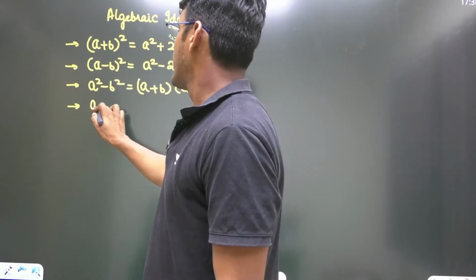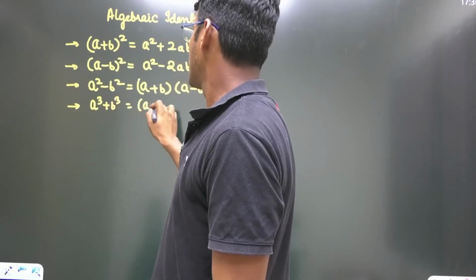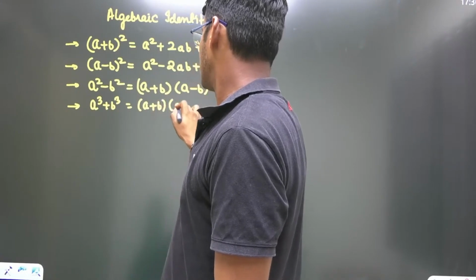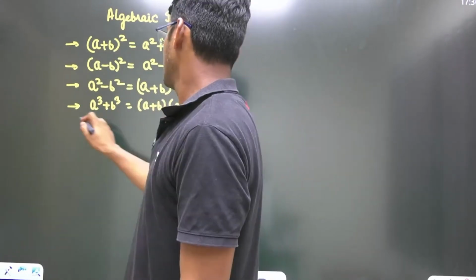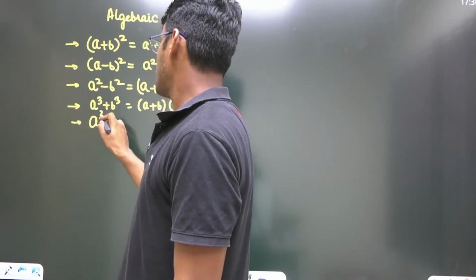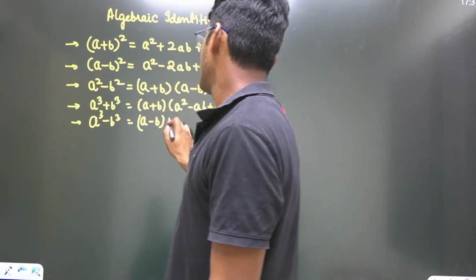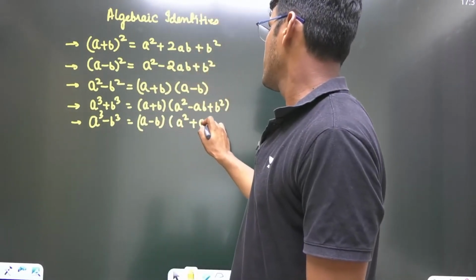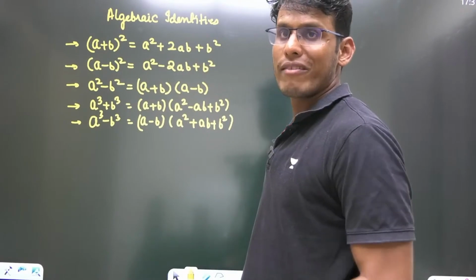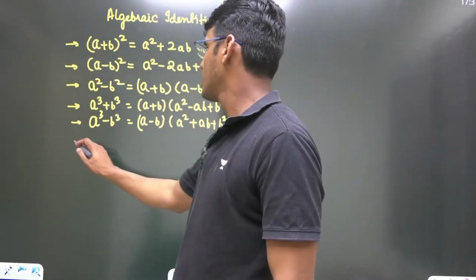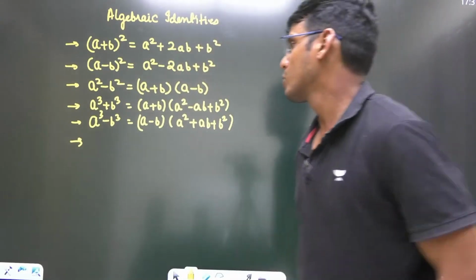Then a cube plus b cube is (a plus b) times (a square minus ab plus b square). A cube minus b cube is (a minus b) times (a square plus ab plus b square). I am writing all the algebraic identities just for the sake of it, so that we have everything in our record. Got it? A cube minus b cube.